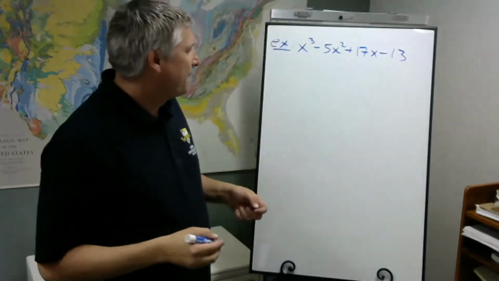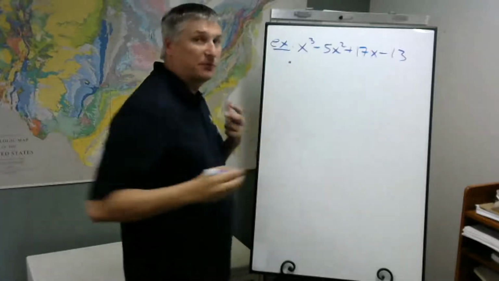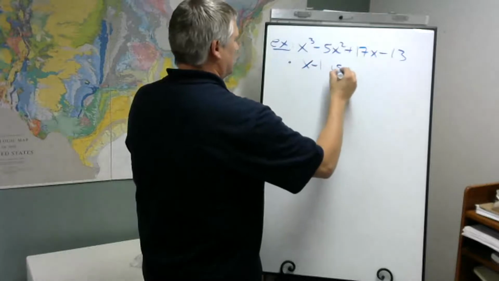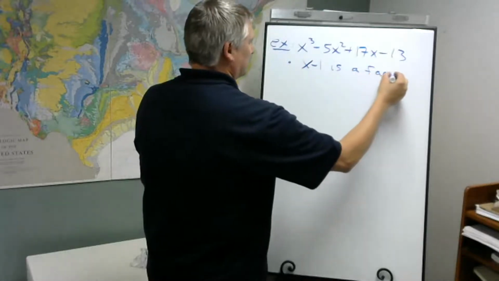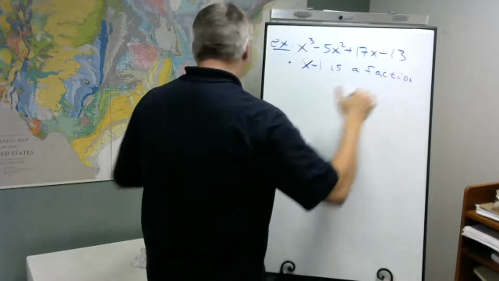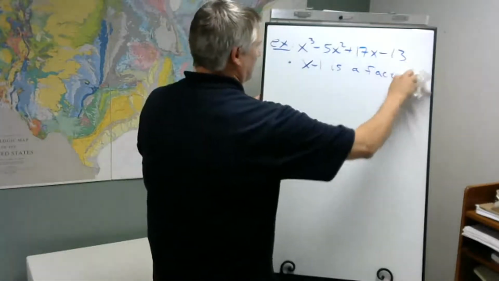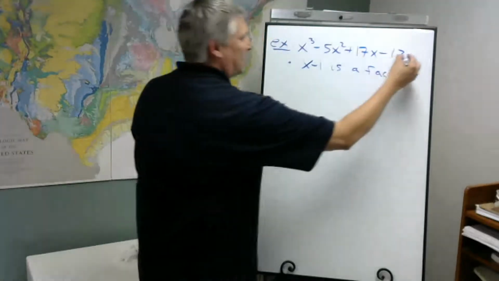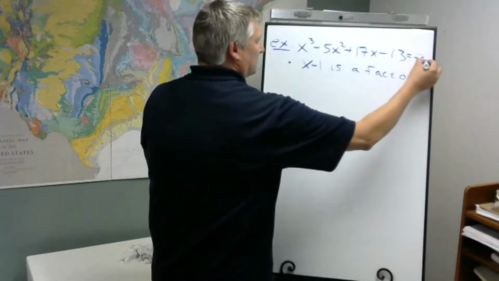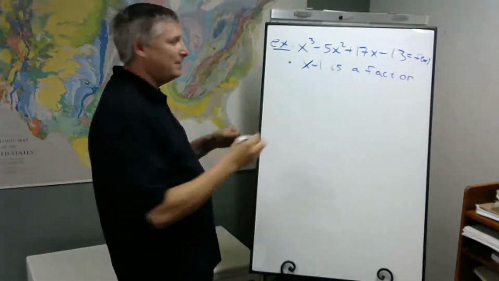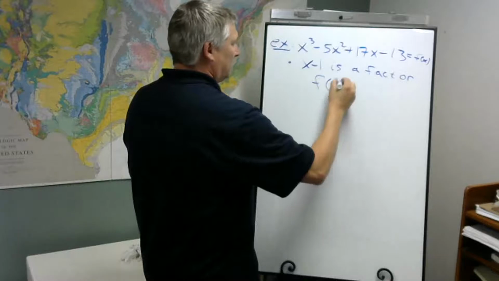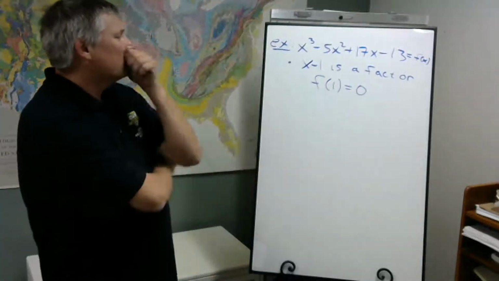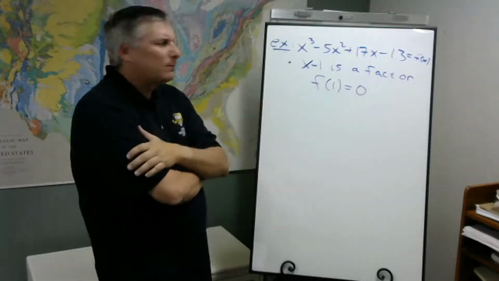Now let's say we have this. Now it turns out, and this is just a freebie, that x minus 1 is a factor. Now what this means, let's say this is f of x. This is the same as saying that f of 1 was equal to 0. Well, let's verify that. How would you come up with that?